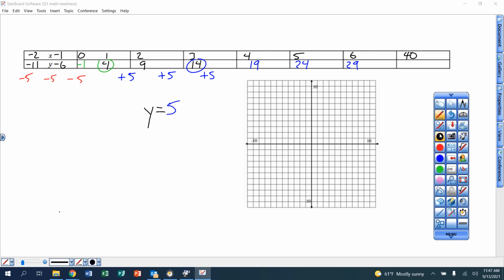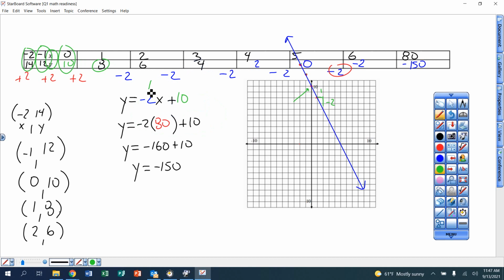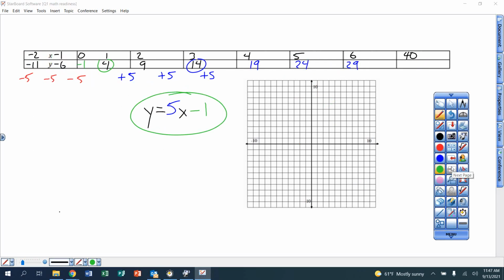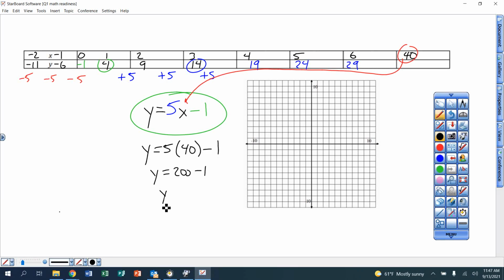This one is going up, so positive 5, that goes in front of x. And then for this one, I have a negative y-intercept. The one we just did had a negative slope and a positive y-intercept. This one has a positive slope and a negative y-intercept. To find that 40, plug it in right there. So I got y equals 5 times 40 minus 1 gives me 200 minus 1 gives me 199. Put that number right here.